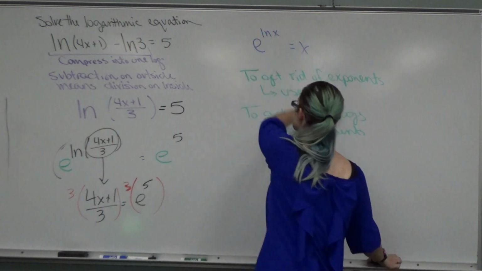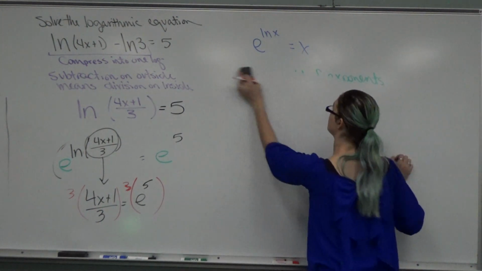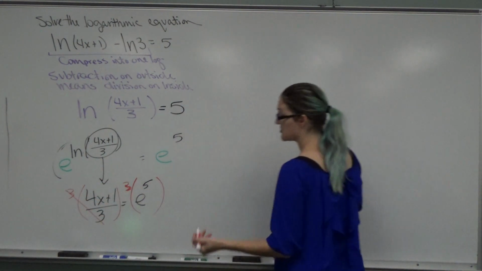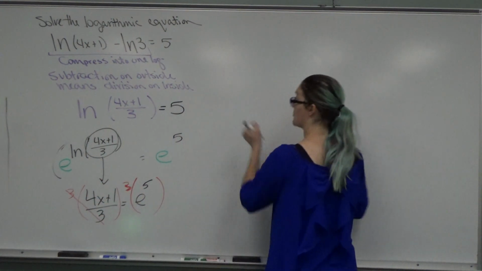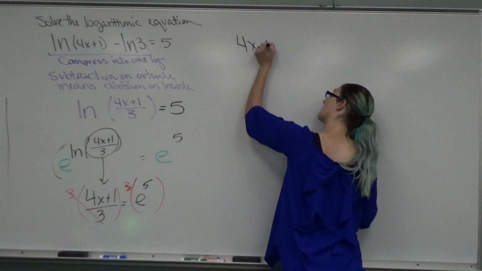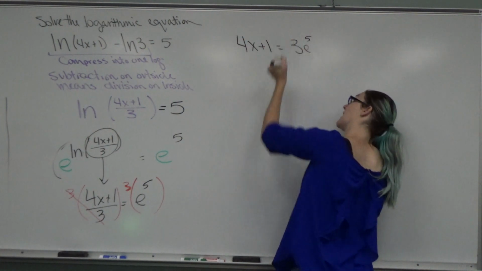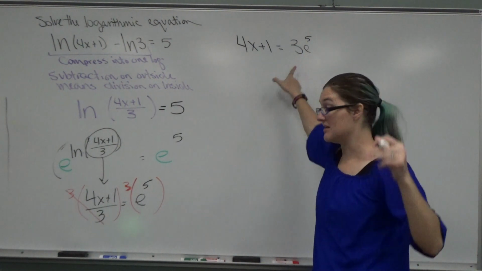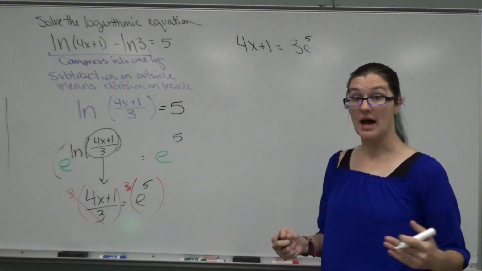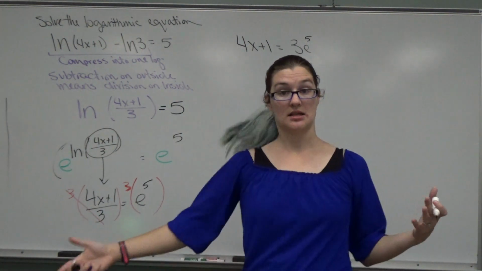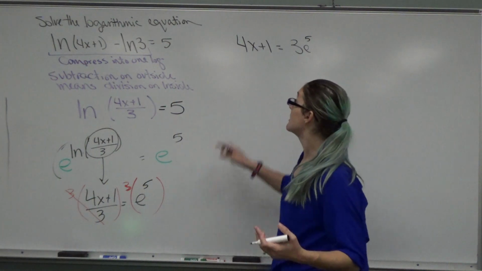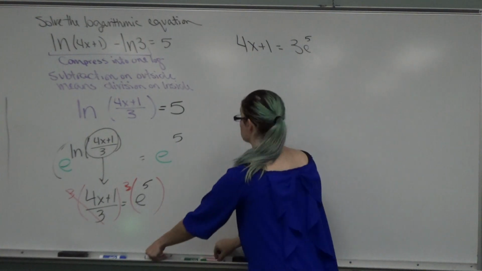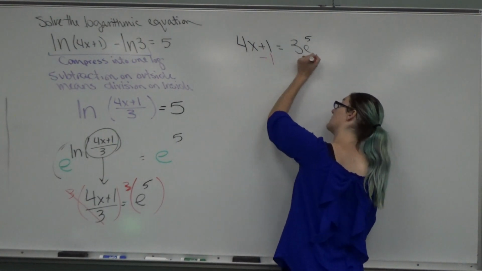Okay. So I'm going to erase this real quick so I have some more room to work. Those reduce away. I'm left with 4x plus 1 equals 3e to the 5th power. Okay, notice I have not yet done anything calculator-wise with that e. I'm leaving it there. I'm treating it just like I would a pi, or just like I would an x. My goal here is to solve for x. So I want to get x alone. So I'm going to keep solving.